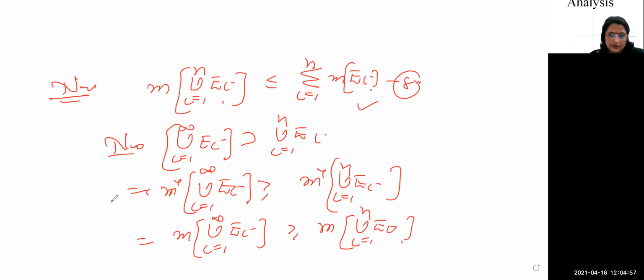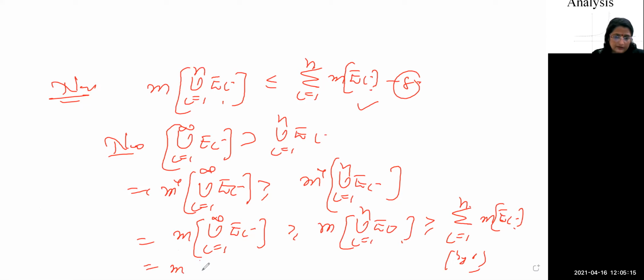This is greater than or equal to summation i running from 1 to n measure of ei. This is by number 8. So it implies measure of union i running from 1 to infinity ei is greater than or equal to summation i running from 1 to n measure of ei.